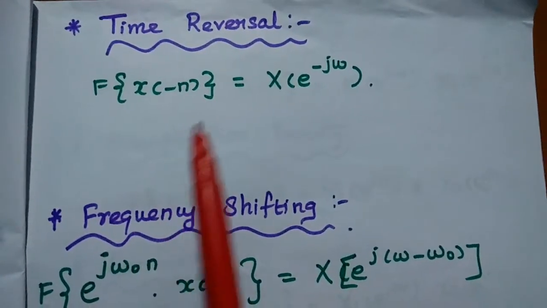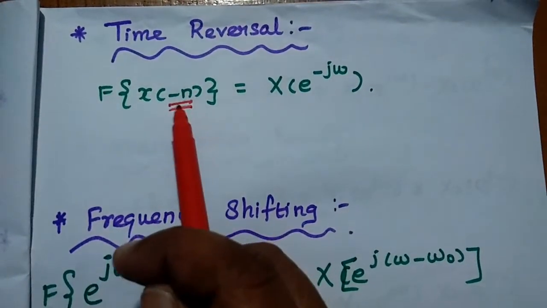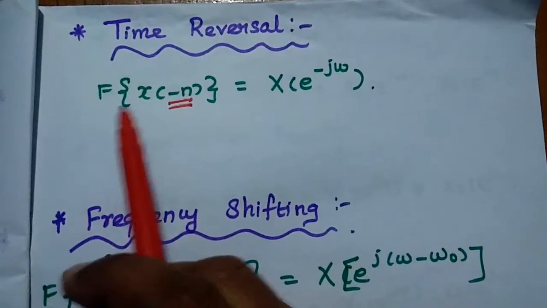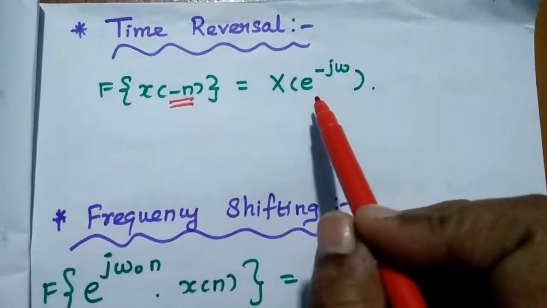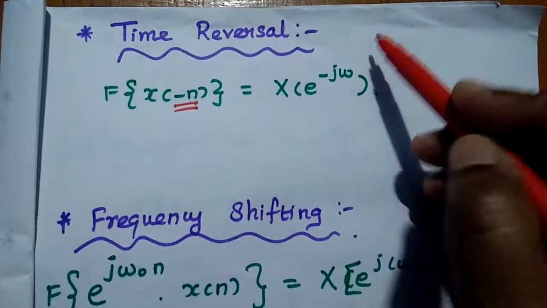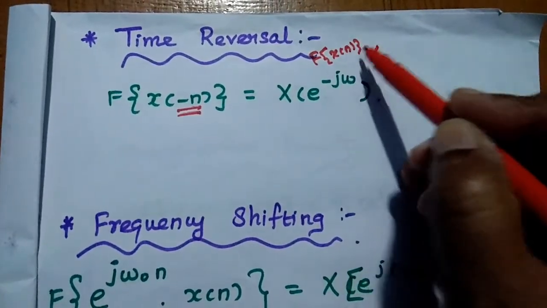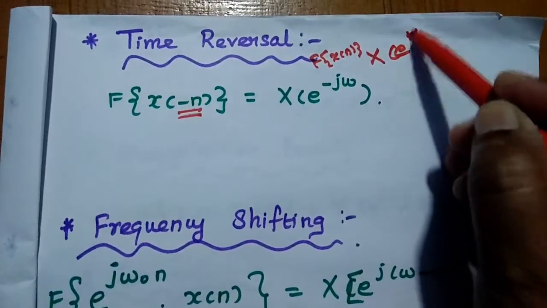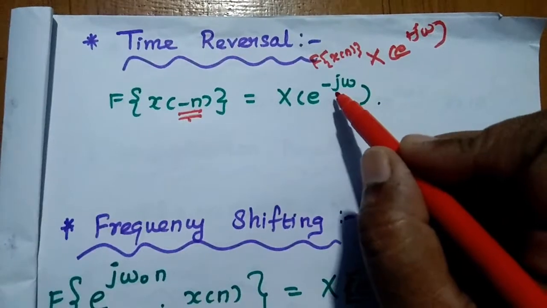Next property is time reversal property. Time reversal means if I reverse the time in this time domain signal, the Fourier transform of x of minus n is equal to X of e power minus j omega. Generally we know that the Fourier transform of x of n is equal to X of e power j omega. For this time reversed signal, the frequency is changed.